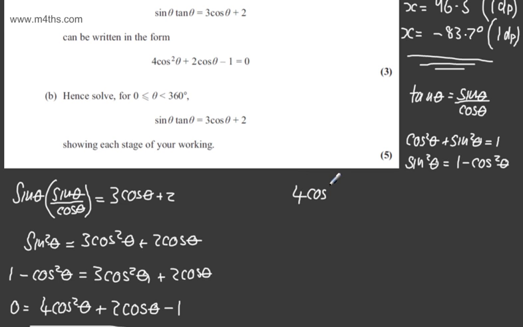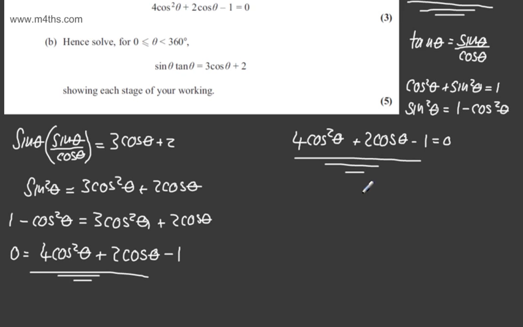So we're going to have 4 cos squared theta plus 2 cos theta minus 1 is equal to 0. This is a quadratic equation in cos theta. Looking at it, it's not going to factor, so we can either complete the square or use the quadratic equation. What I'm going to do is take the values of a, which is 4, the value of b, which is 2, and the value of c, which is -1, and use the quadratic equation.